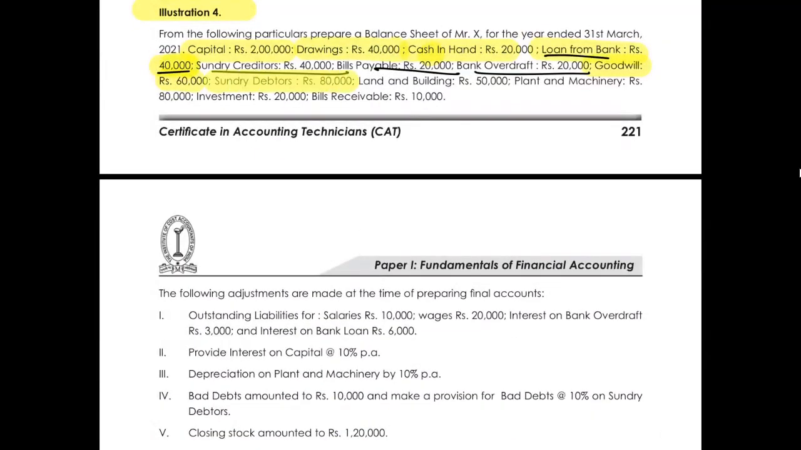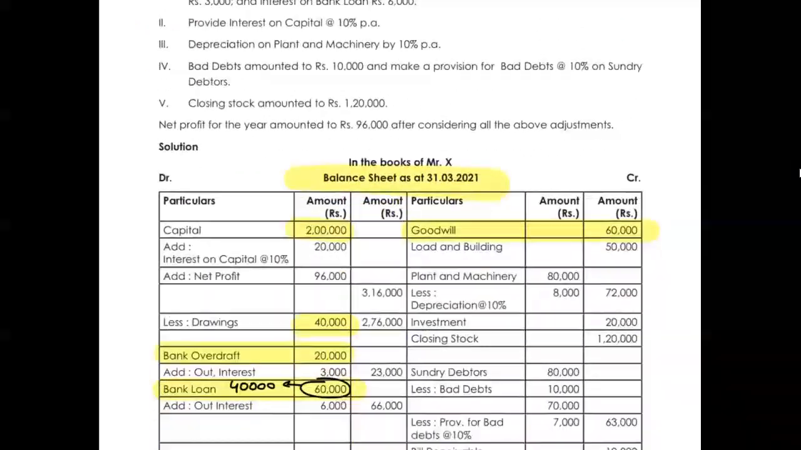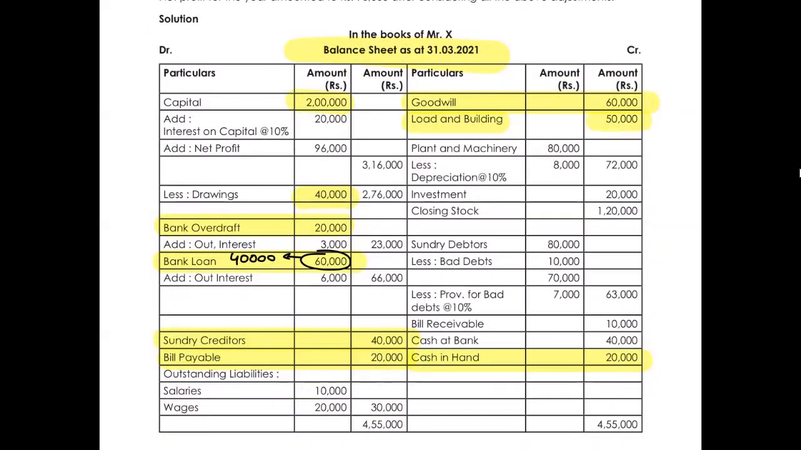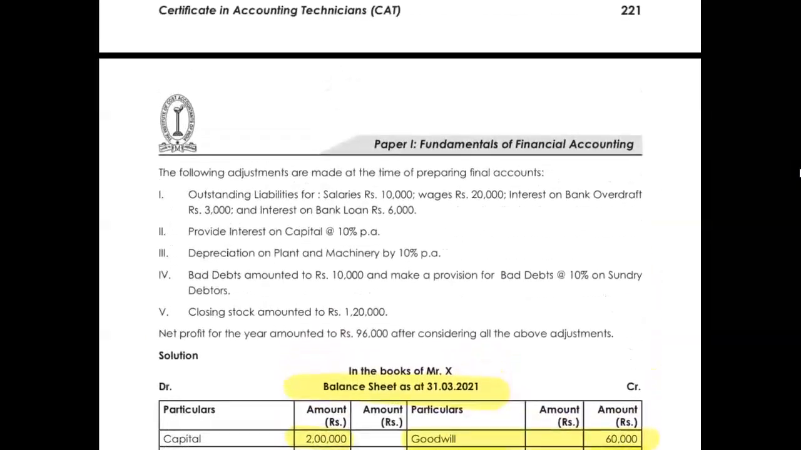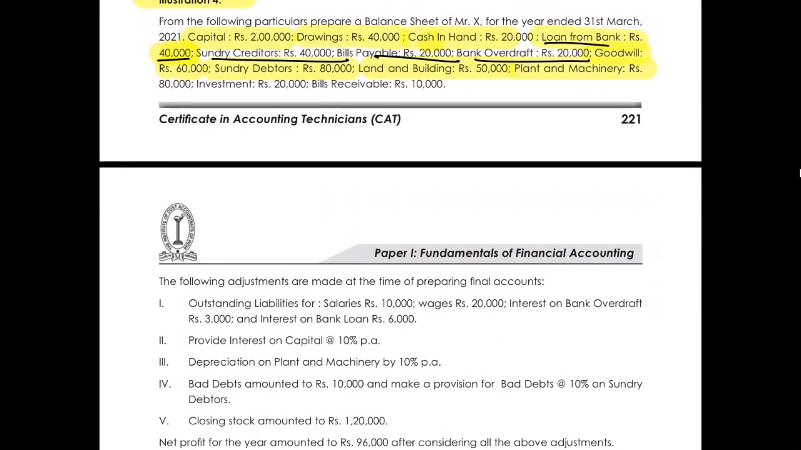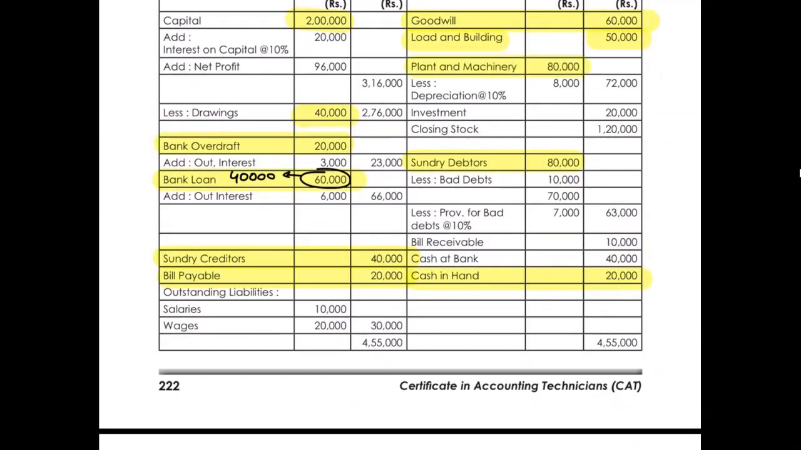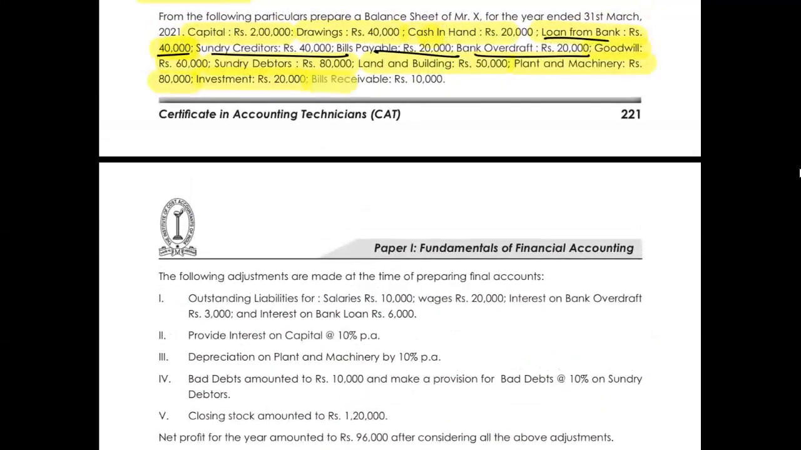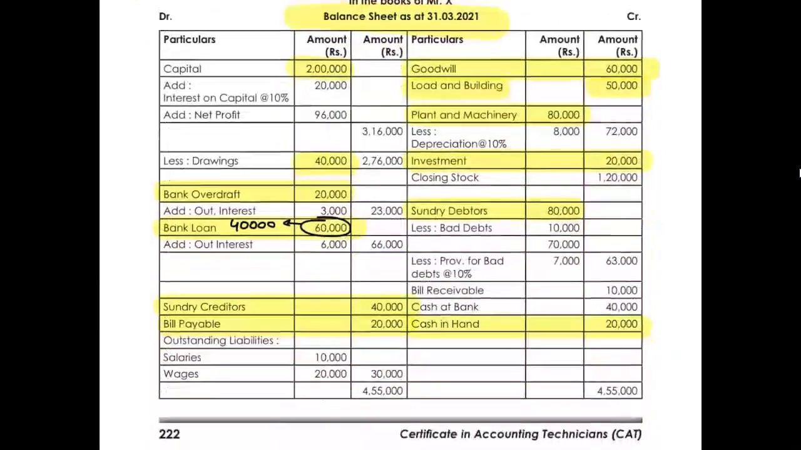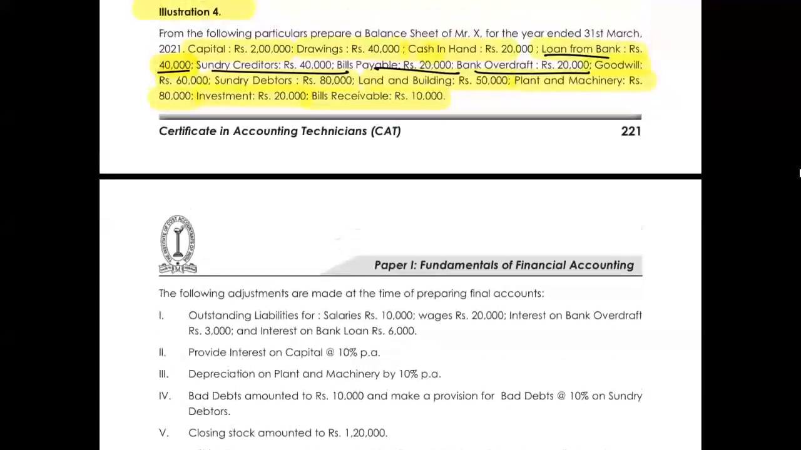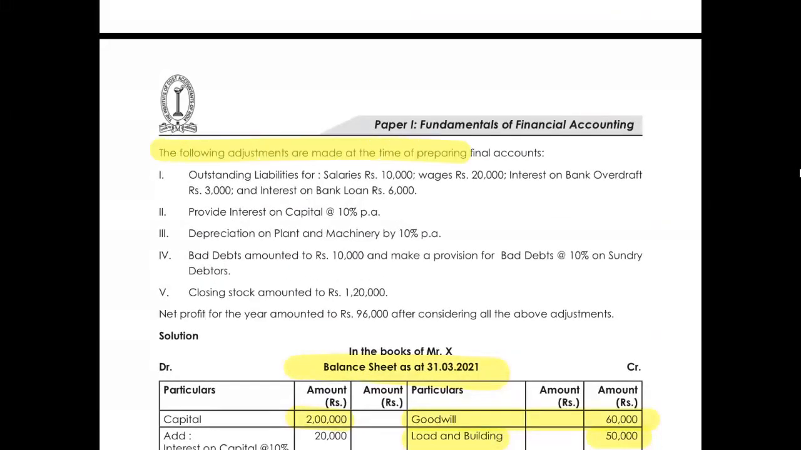Then we have debtors of 80,000 and land and building of 50,000. So land and building 50,000, debtors we have of 80,000 that we have mentioned. Then we have plant and machinery of 80,000 and investment of 20,000. So plant and machinery 80,000 and investment of 20,000. Then we have bills receivable of 10,000. So here we have bills receivable of 10,000. Then we have some adjustments which we need to do.